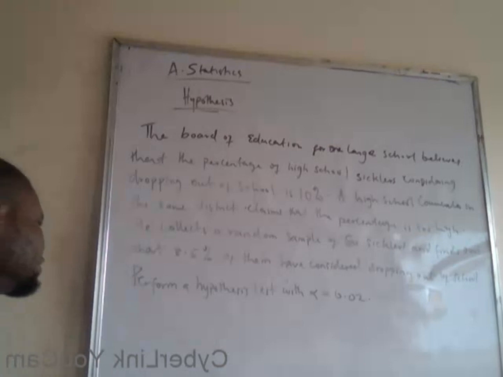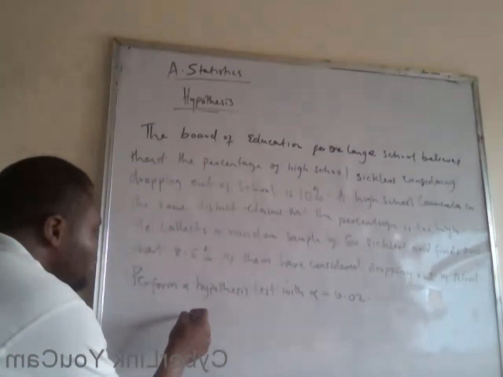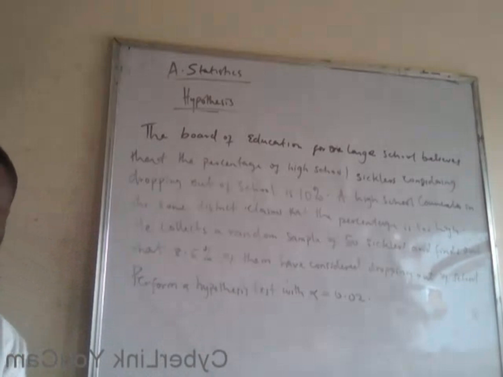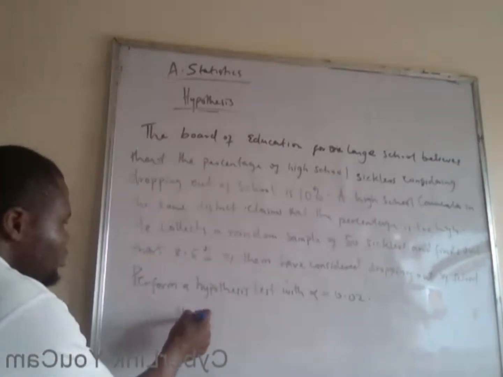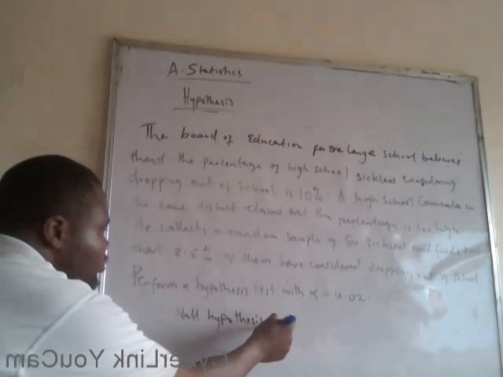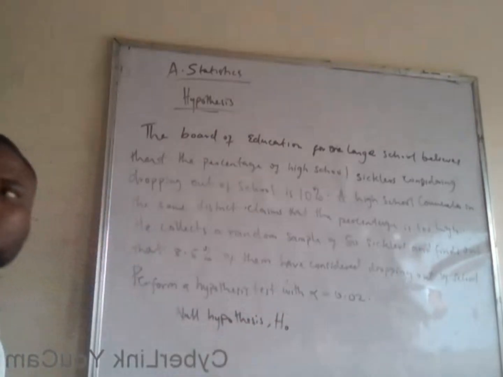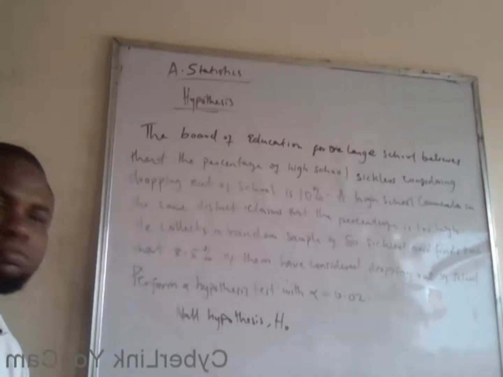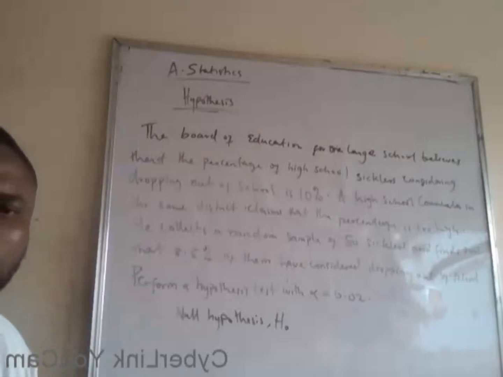The null hypothesis is denoted as H naught, and it's a claim that nothing has changed in the population parameter.